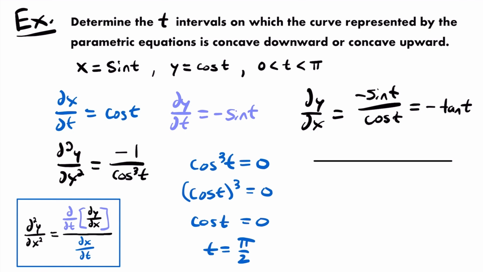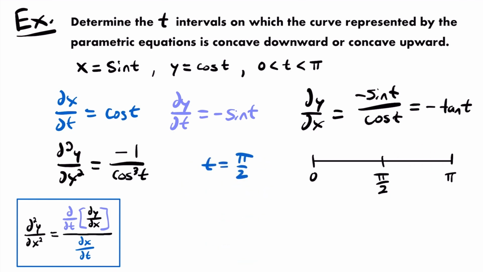In this case, our values of t range from 0 to pi, and then you also want to add that value of t where the concavity might change. And so that's halfway in between here at pi divided by 2. All right, and so what you can see on this number line is that there's going to be two intervals of t values where the concavity might be different. And those two intervals are from 0 to pi divided by 2 and from pi divided by 2 to pi.